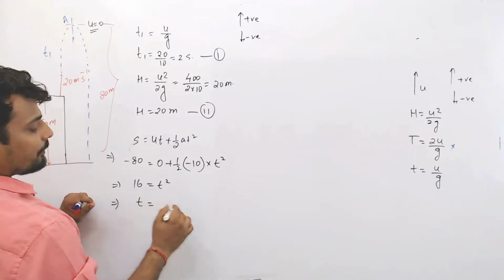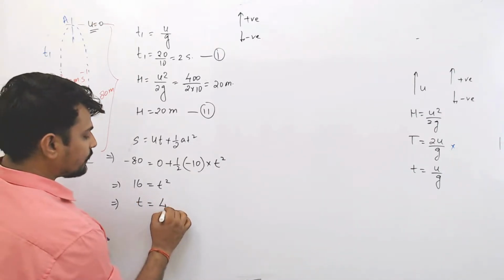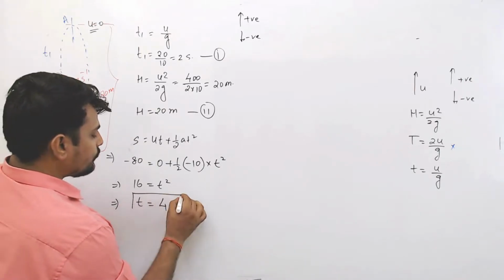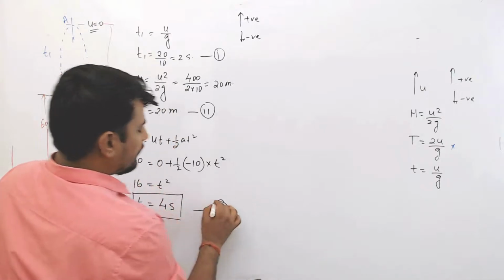So the value of t is going to be plus minus 4. Minus we will not consider, the time cannot be negative. So it will take 4 seconds to come down. So here we have the 4 seconds it will take to come down.